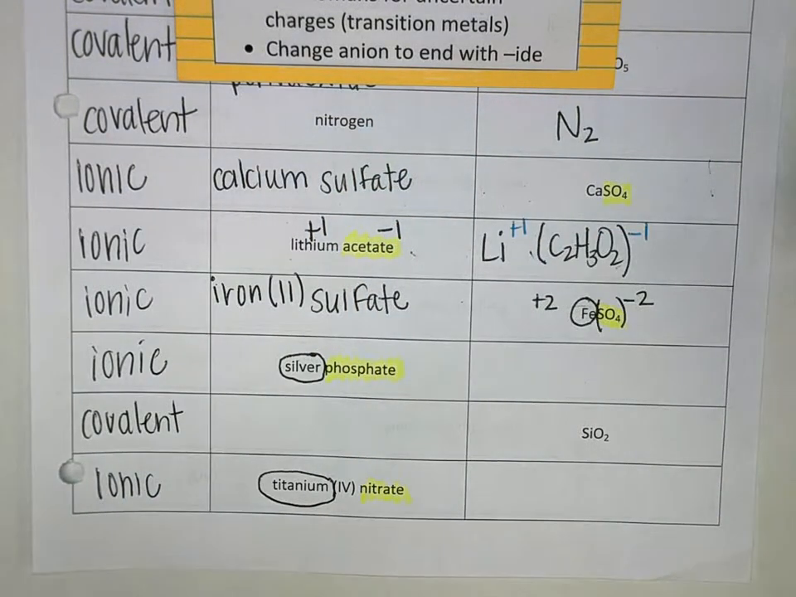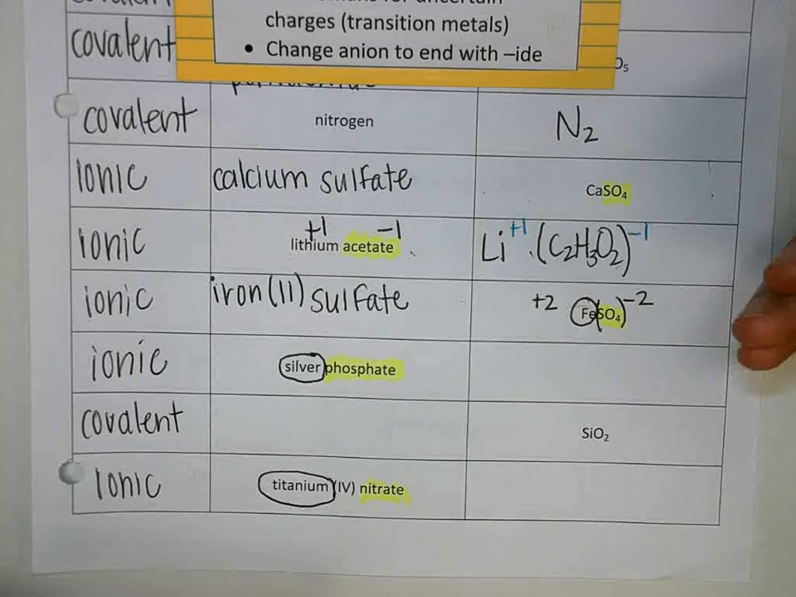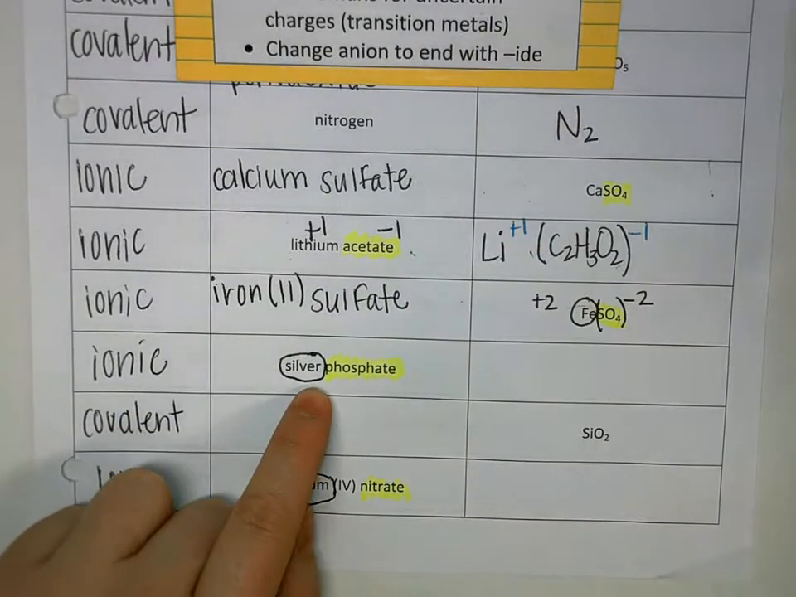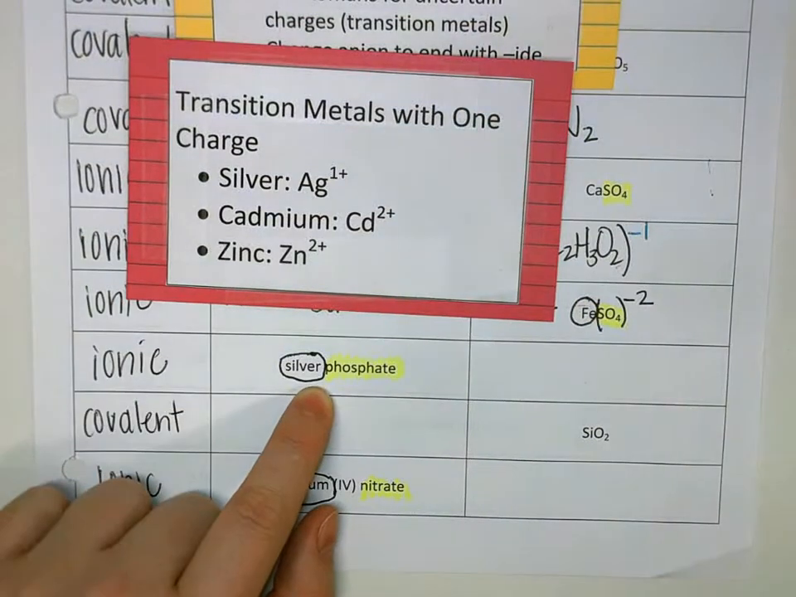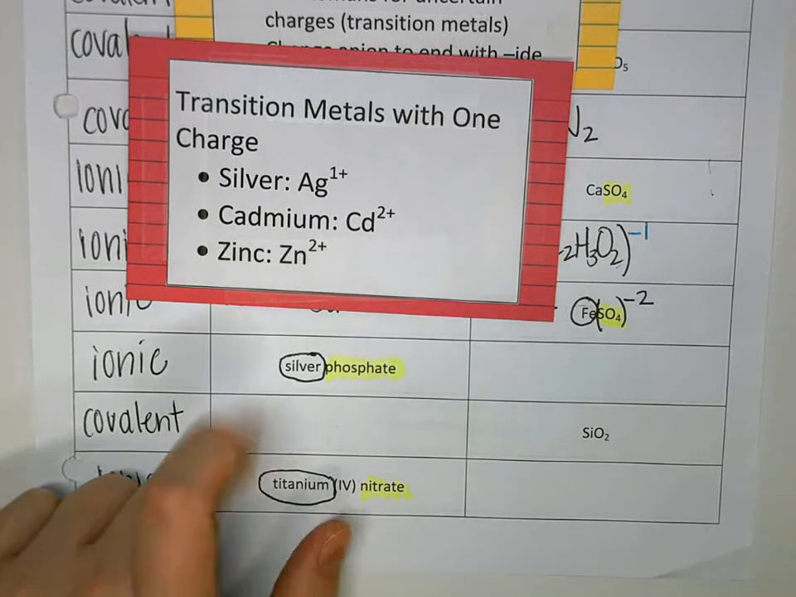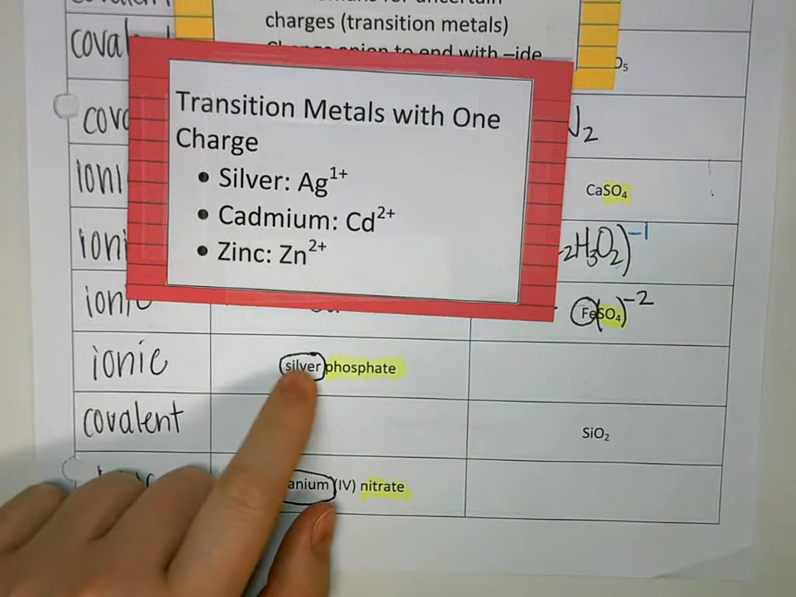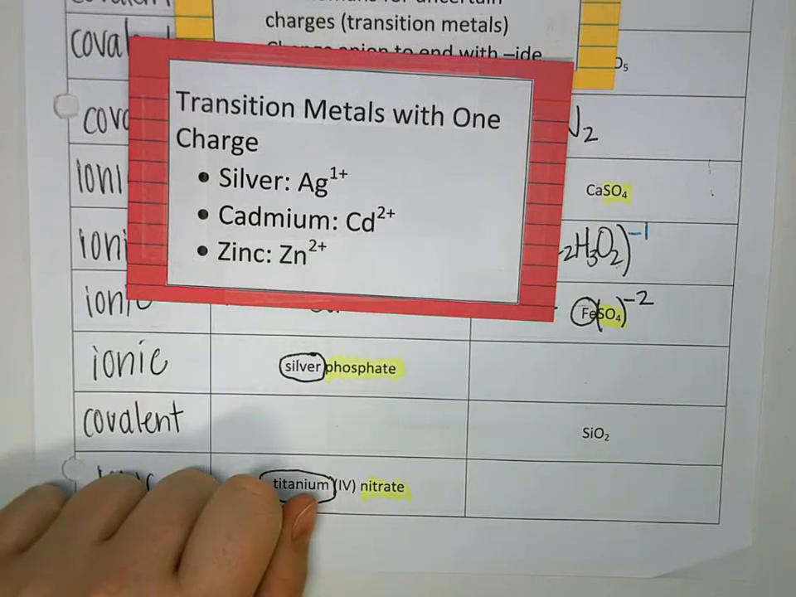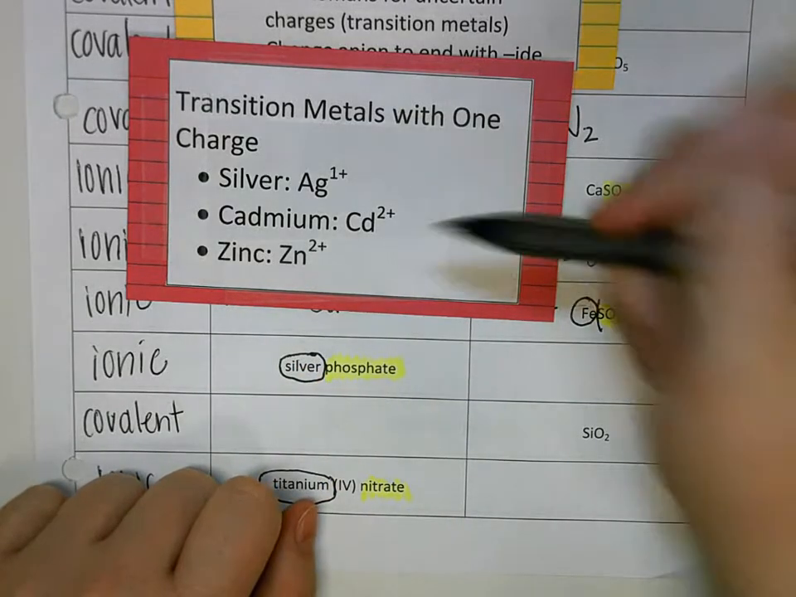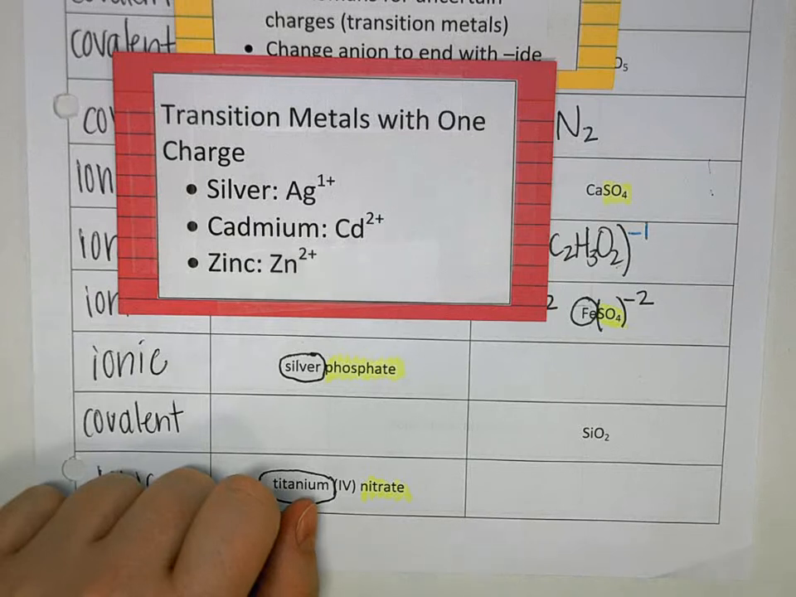Okay. Silver phosphate. So silver is in the middle with the rest of the transition metals, but it's not a transition metal. So silver is not a transition metal because it has just one charge. So silver is +1. That's why we don't have Romans here. If you write Romans, I won't mark you wrong, but just be aware that silver is +1. So if you see it in your textbook, it might not have the Roman numeral. Same thing for cadmium and zinc, except those are +2.